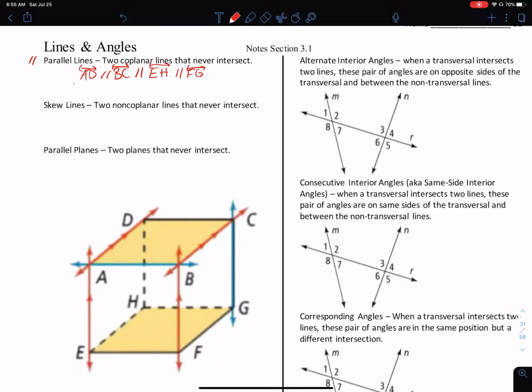Skew lines, two non-coplanar lines that never intersect, such as, let's take line DH. They don't have a symbol for skew. That's this vertical line in the background. How about this horizontal line in the foreground? There's skew. They would never touch, and there is no plane that contains them. Say we could do line AE. That's here. And we could do line BC.